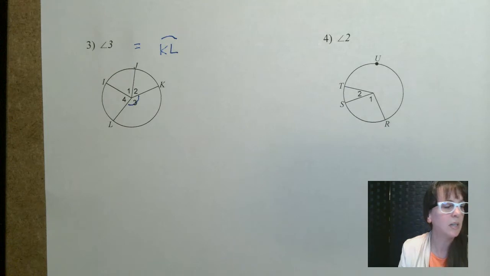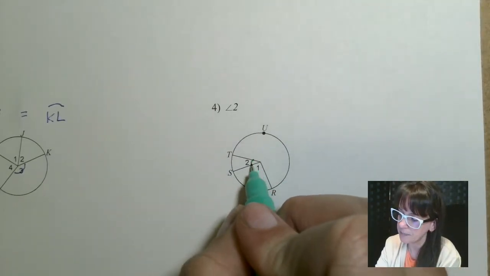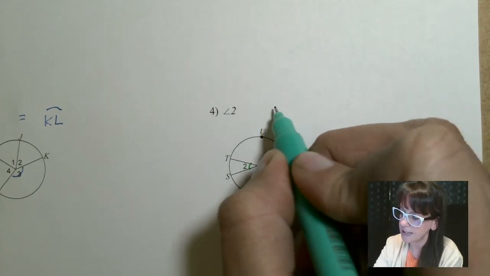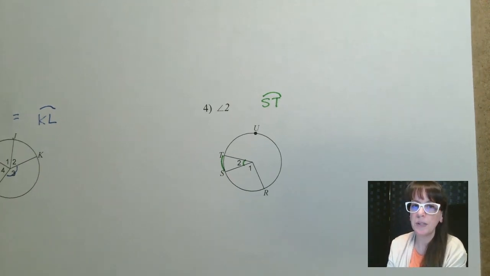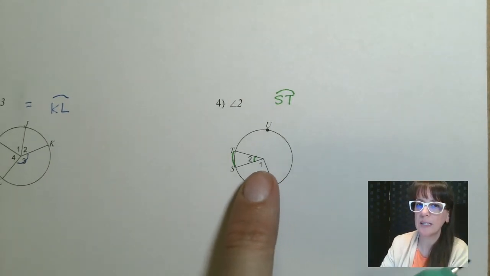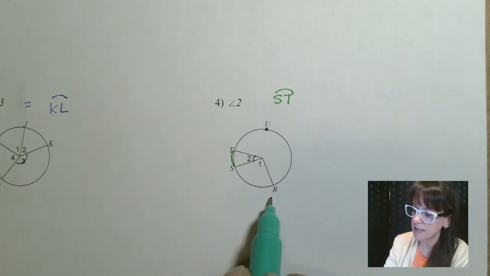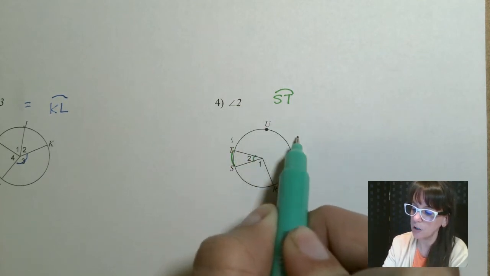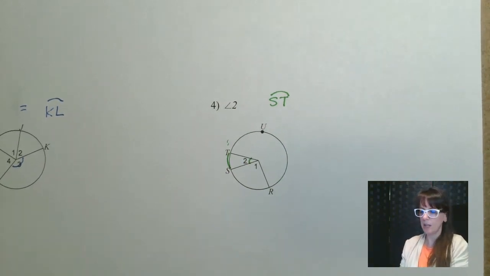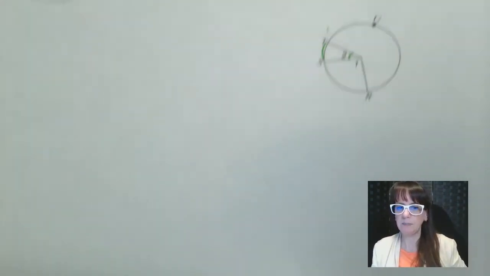So angle 2 is this guy right in here. And so that arc is just going to be ST. ST right in here. If I wanted to do the major arc, so let's say the major arc that did not include angle 2, it would be SRT or SUT or TURS, that kind of thing. Okay, so hopefully that kind of makes sense. Let's take a look at some other ones here.